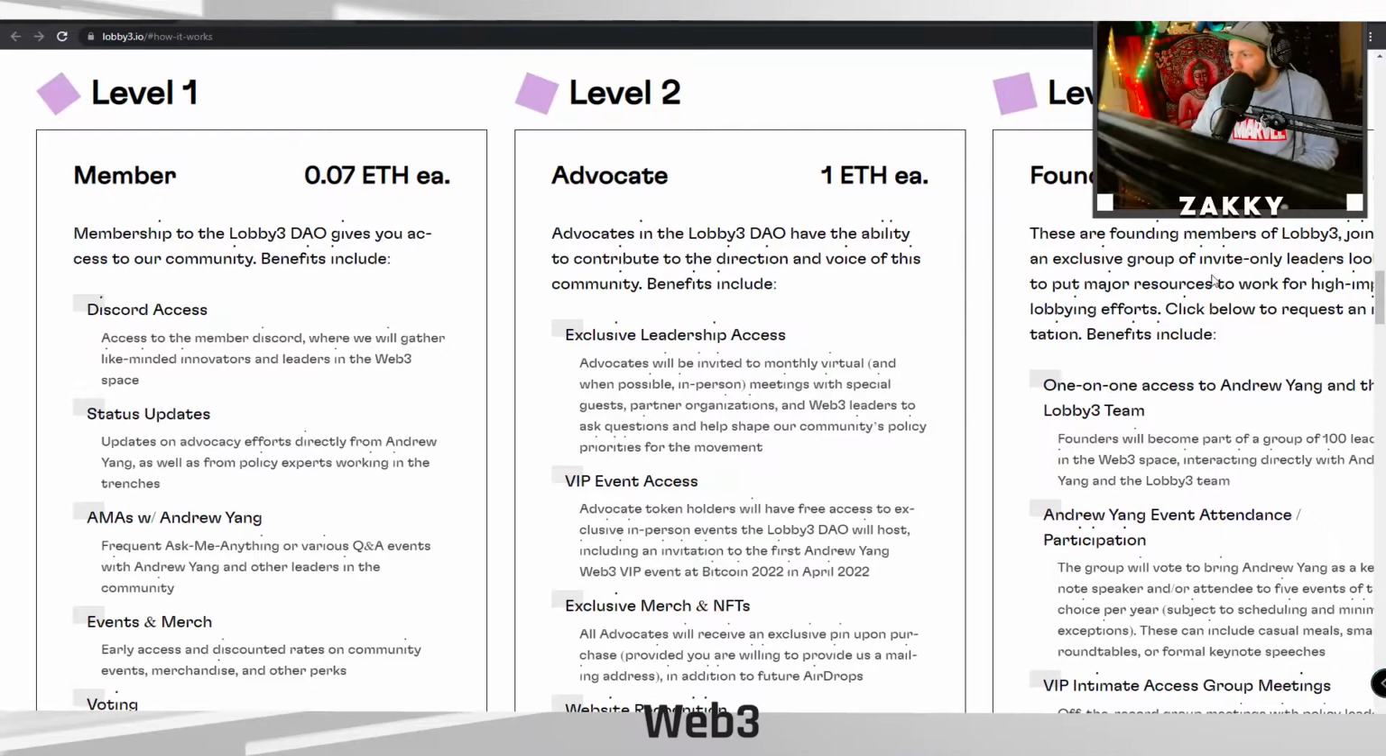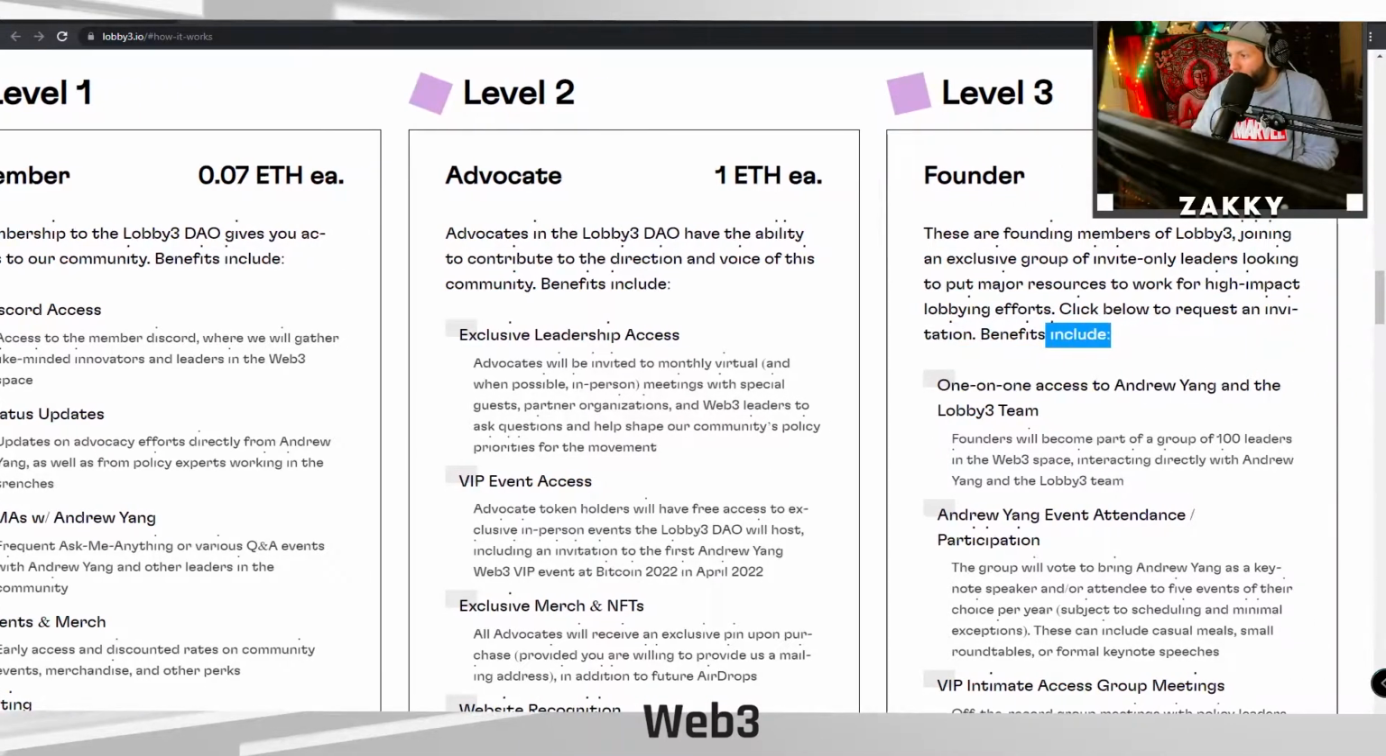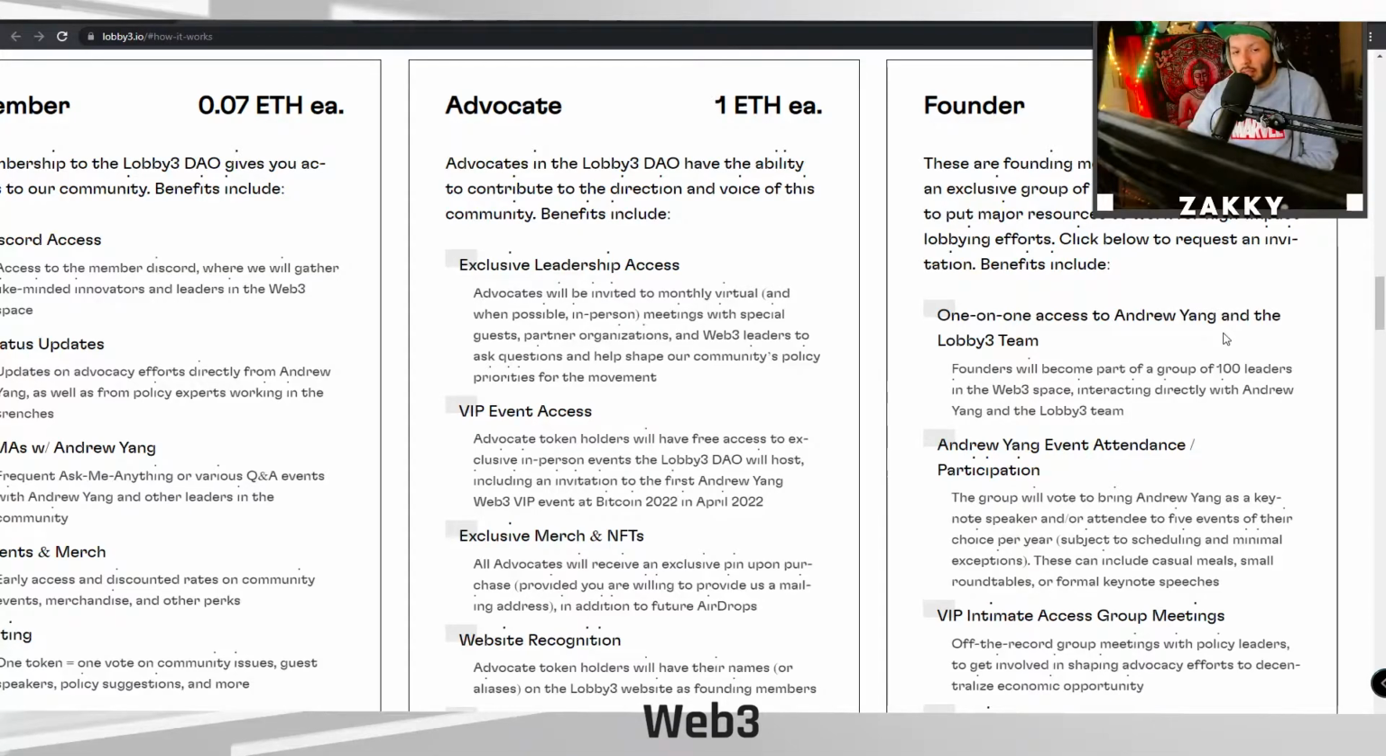Then looking at the founders themselves, which unfortunately, okay, there we go. The founders themselves are founding members of Lobby3, joining an exclusive group of invite-only leaders to put major resources. Benefits include one-on-one access to Andrew Yang and the Lobby3 team. Founders will become a part of a group of 100 leaders in the Web3 space, interacting directly with Yang. Andrew Yang event attendance and participation.